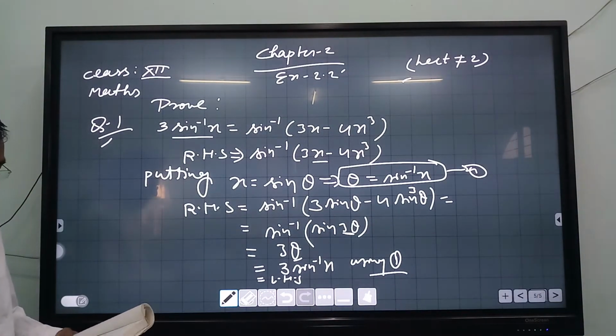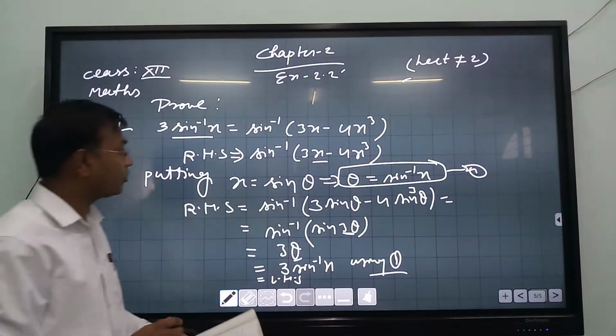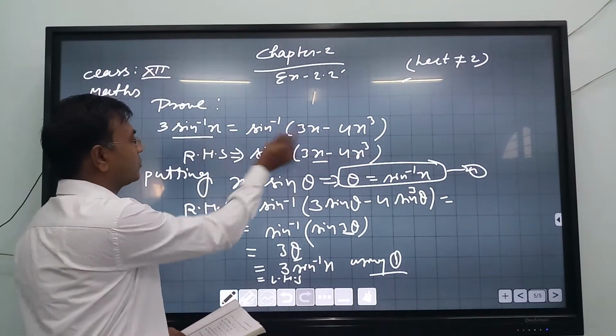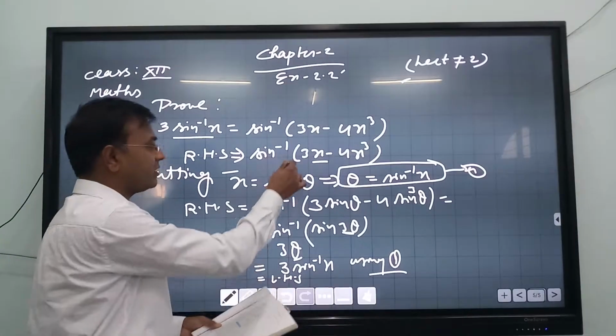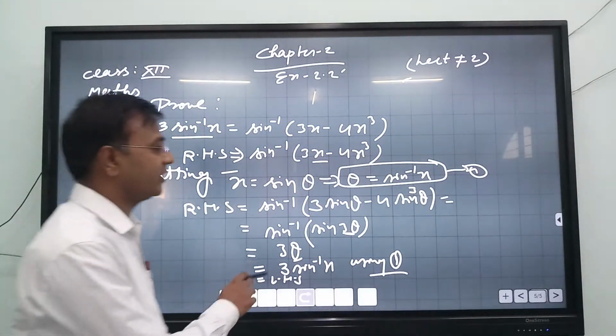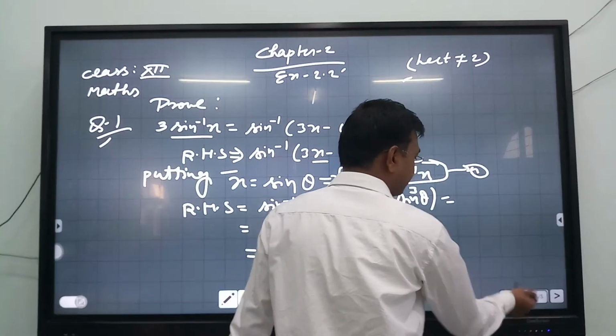Same as question number 2. 3 cos inverse is given here. We will have to assume x equals cos theta, because the identity is again related to cos 3 theta in the next question. Okay.